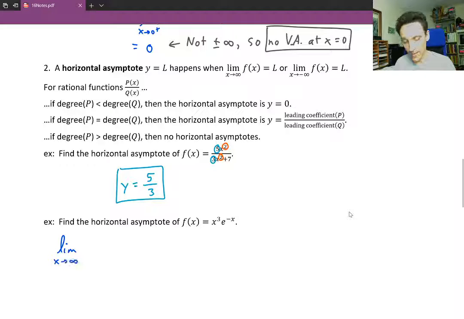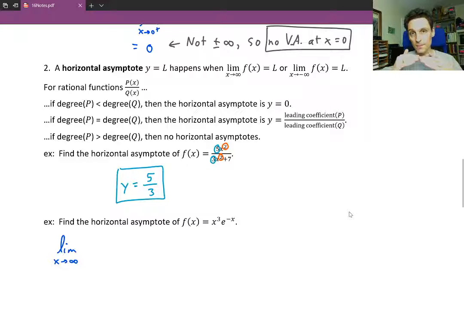Let's start with x going to positive infinity. Now we have to check both directions if we have a non-rational function. We have to check both directions to see if we have horizontal asymptotes. It's possible for a non-rational function to have more than one horizontal asymptote. The most it could have would be 2, one going to positive infinity, one going to negative infinity.